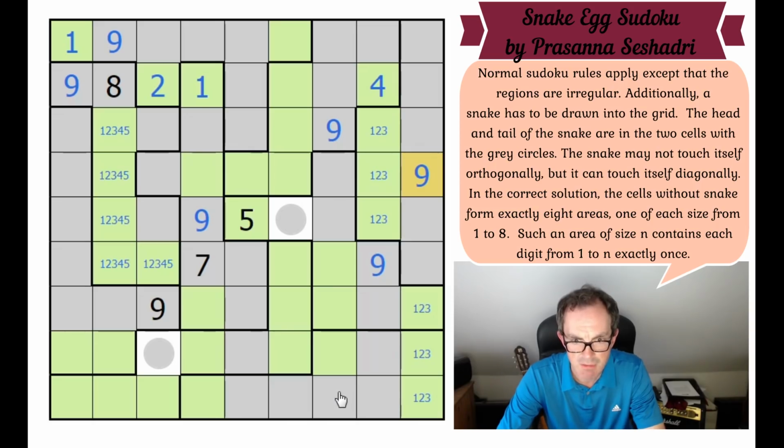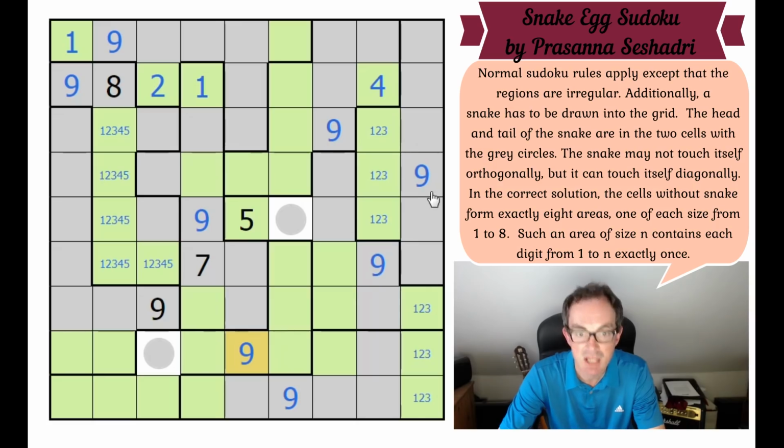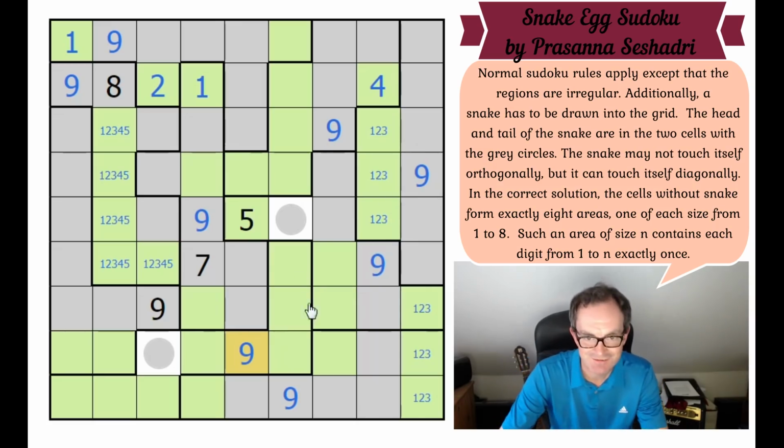So let's carry on with this logic. Yeah, there must be a 9 in this column, and it can't be here, so it must be there. So that means this is a 9 from the earlier logic. 1, 2, 3, 4, 5, 6, 7, 8, 9, and we've got all the 9s.